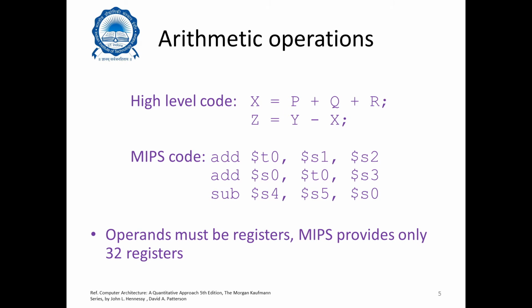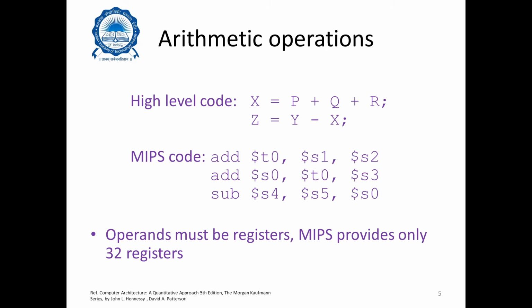Once we store that to a temporary register, it is again added with another register value, which is $S3, the equivalent register for p, and then once it is added, it is stored back to $S0, a saved register. So $S0 now has the content of x, because we have already added $T0 with $S3.